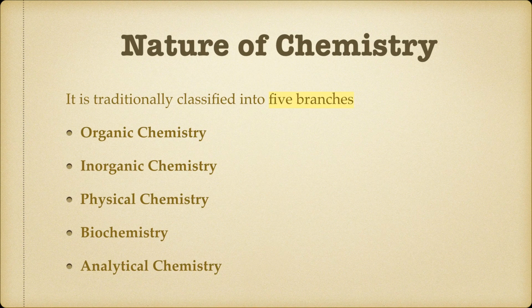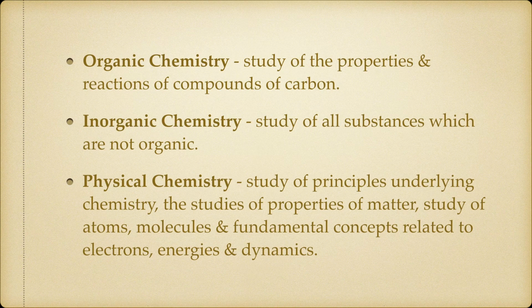It is traditionally classified into 5 branches. They are organic chemistry, inorganic chemistry, physical chemistry, biochemistry, and analytical chemistry. So now we'll see the definition of each one. First one, organic chemistry. It is the study of properties and reactions of compounds of carbon. Okay, so normally over here we see the chemistry related to carbon, or normally we can say that of hydrocarbons.